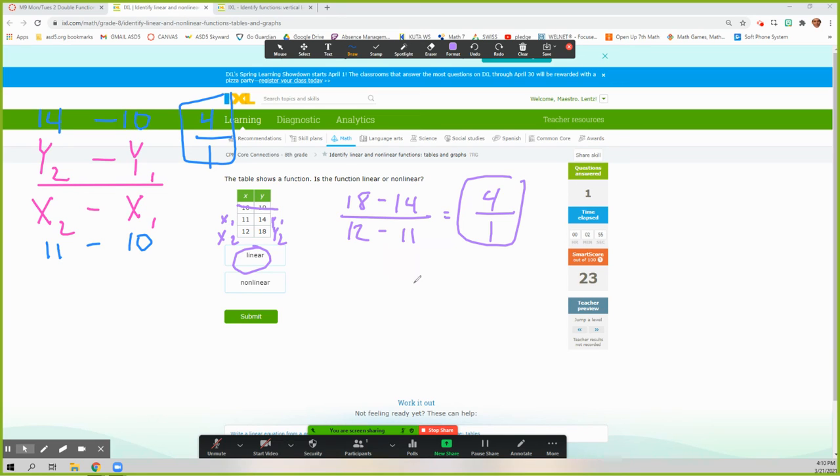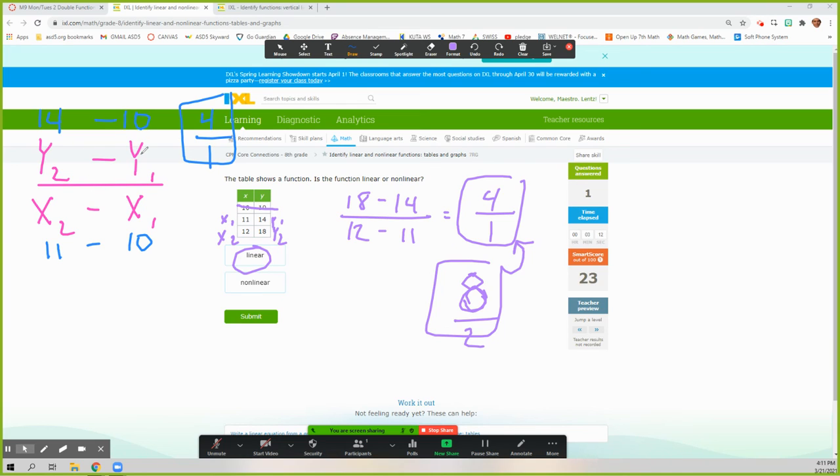The one thing I'll warn you of in case they try to trick you is, if it would have come up with 8 over 2, just remember 8 over 2 is reducible to 4 over 1. So don't fall for that trick in case that pops up. So that's how we tell if it's linear in a table.